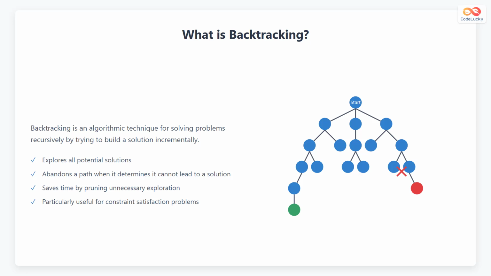So, what exactly is backtracking? Backtracking is an algorithmic technique used to solve problems recursively. It works by attempting to build a solution incrementally, one step at a time. The key benefits of backtracking are that it explores all potential solutions systematically. It abandons a path as soon as it determines that the path cannot lead to a valid solution. By doing so, it saves time by avoiding unnecessary exploration. Backtracking is particularly useful for constraint satisfaction problems, where the solution must satisfy certain conditions.